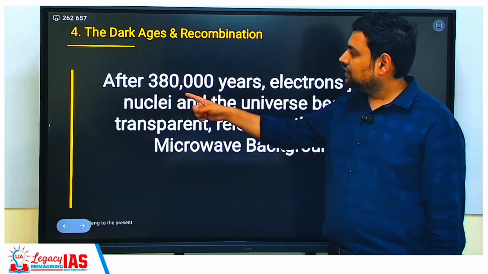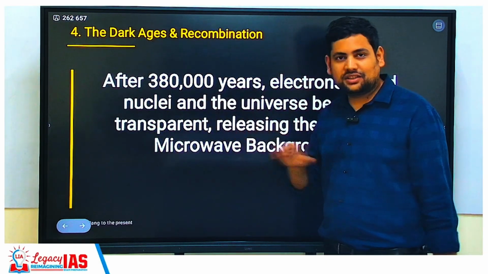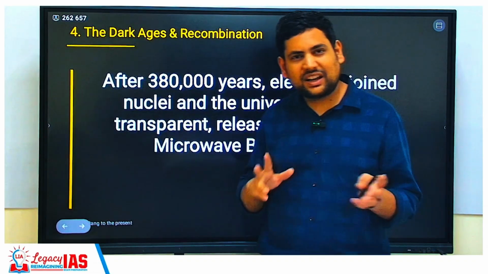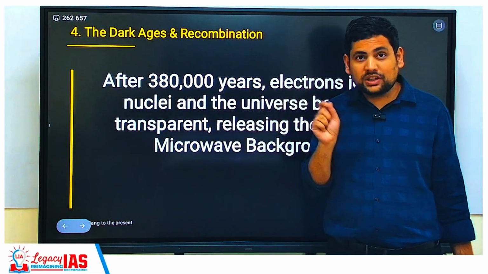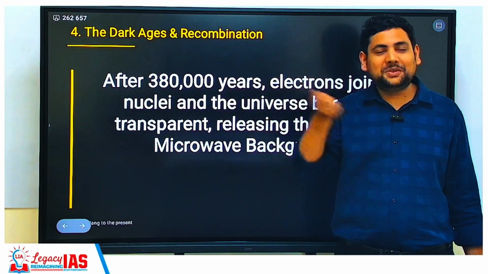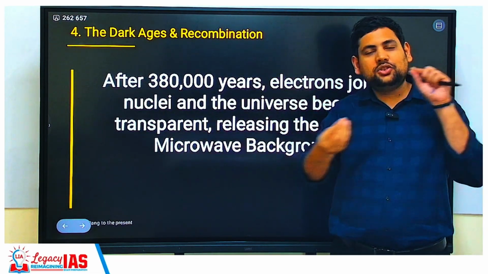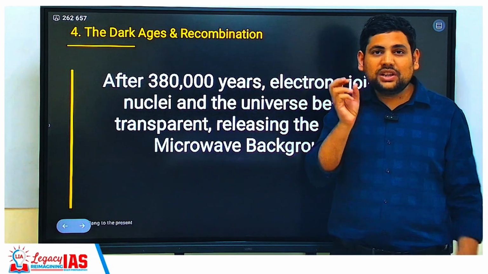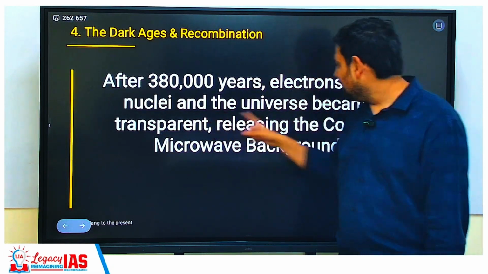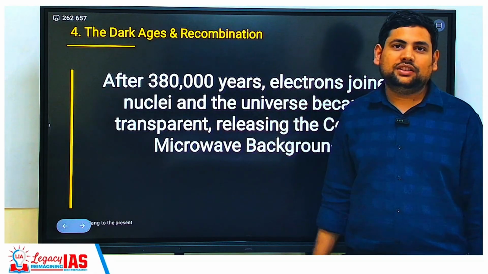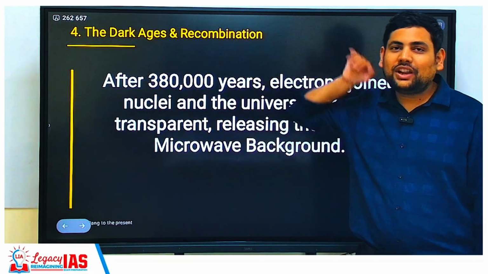See this, after 380,000 years, it was almost dark ages, translucent like that. Electrons joined nuclei. So those electrons which were causing problem to the photons or light, they started joining to the nuclei. Nuclei means here protons and neutrons. So they started joining them and the universe became transparent. Correct? Electrons are gone. Now light can travel.